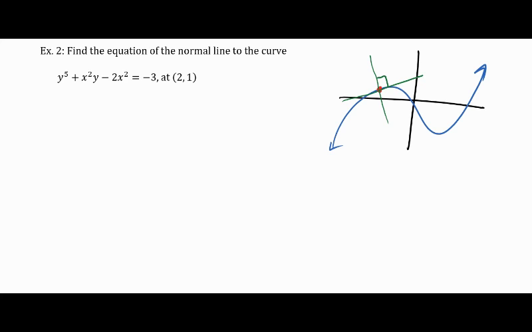So before it was optional. Now that we've done it together, it's something you need to know. I wouldn't be surprised if it showed up on a test, not the one tomorrow, but a test somewhere where it'll be like, find the normal, okay? So what are we going to do first?